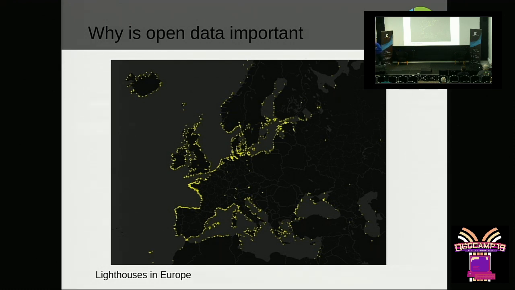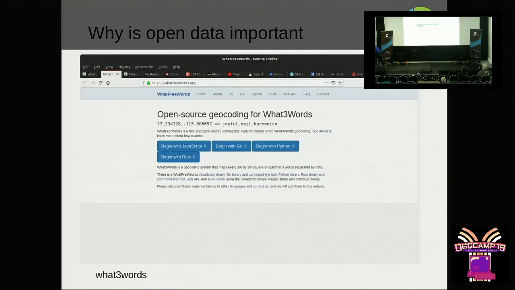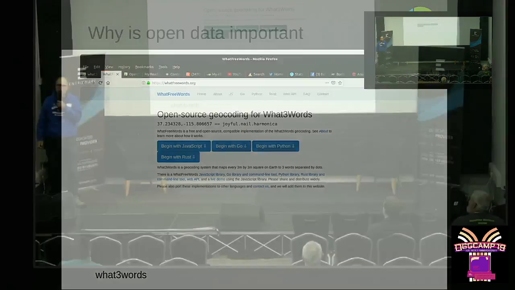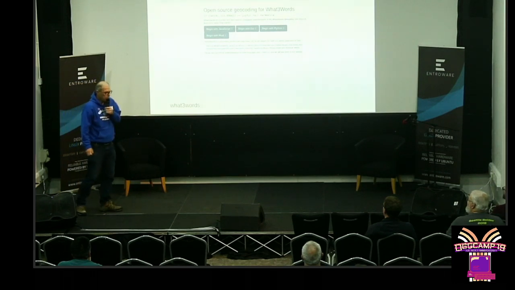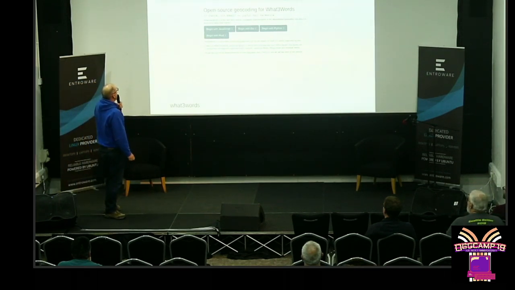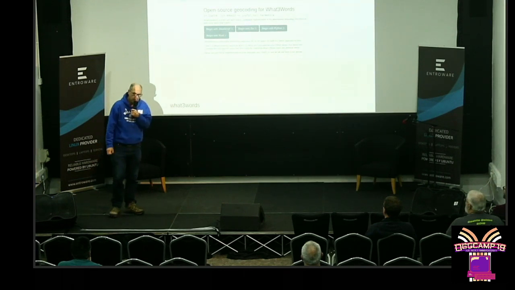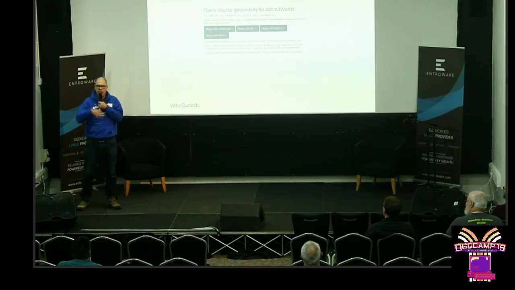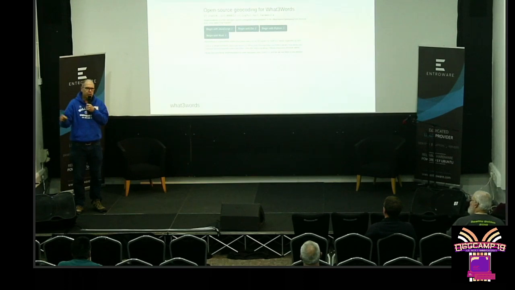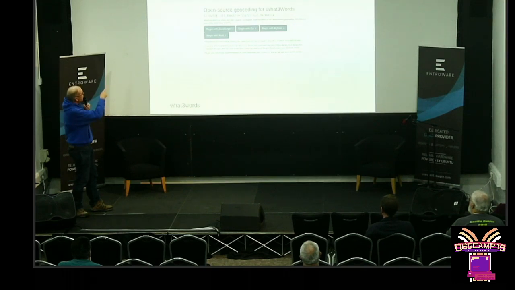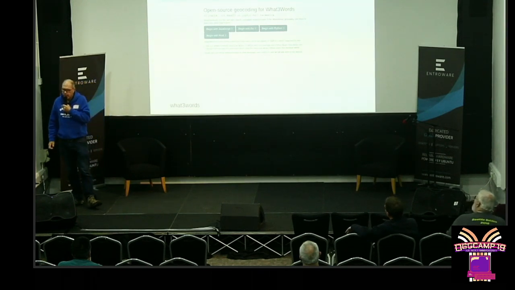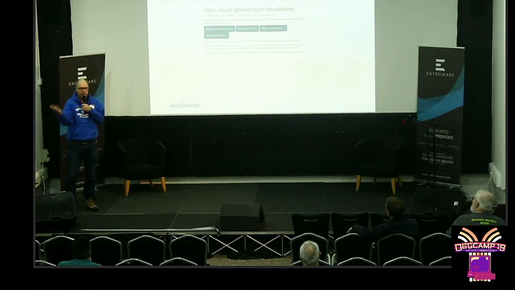To illustrate this, I'm just going to talk a little bit about a project called What Three Words. Now, What Three Words has been around for a while, and basically it's a way of encoding a location anywhere in the world into 3 words. So you can say where you are by saying those 3 words. Joyful Day of Harmonica is that location there. Makes it easy to communicate that location.